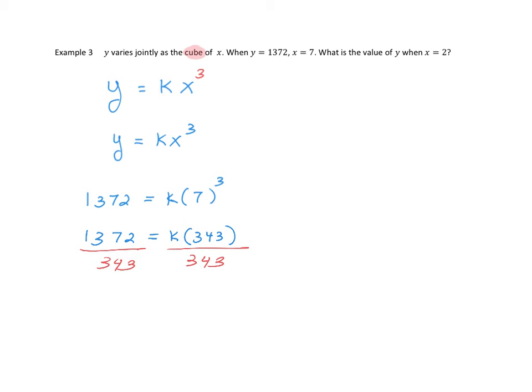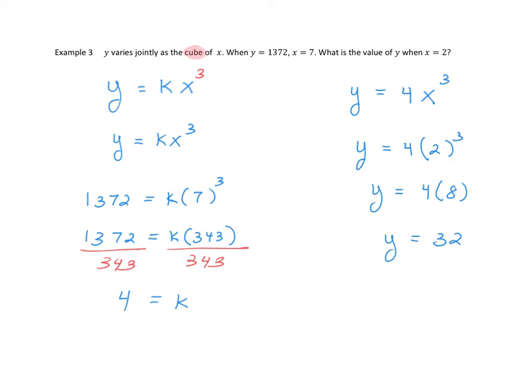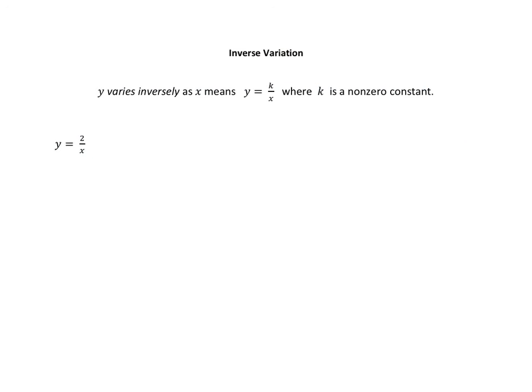And when I do this in my calculator, 1,372 divided by 343, I get 4 is equal to k. This means I now have my equation. Y is equal to 4 times x cubed. I will put 2 in place of x and solve for y. Y is equal to 4 times 2 cubed. Well, 2 cubed is 8, and 8 times 4 is 32. And that is the answer for this problem.